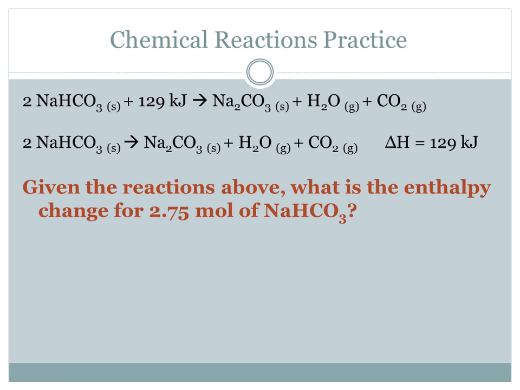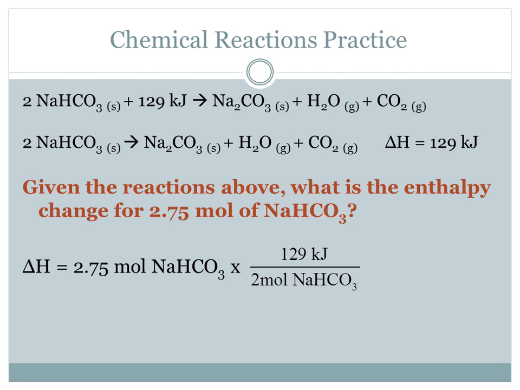And so here we just need to do a little bit of unit conversions and stoichiometry. So delta H would be equal to 2.75 moles of sodium hydrogen carbonate multiplied by the fact that there are 129 kilojoules for every 2 moles of sodium hydrogen carbonate, which is going to be equal to a delta H of 177.375, which is going to be a delta H of 177 kilojoules. Now this makes sense. If you have more moles, your delta H should be larger, and so we go from 129 kilojoules to 177 kilojoules. Right? Not too bad.